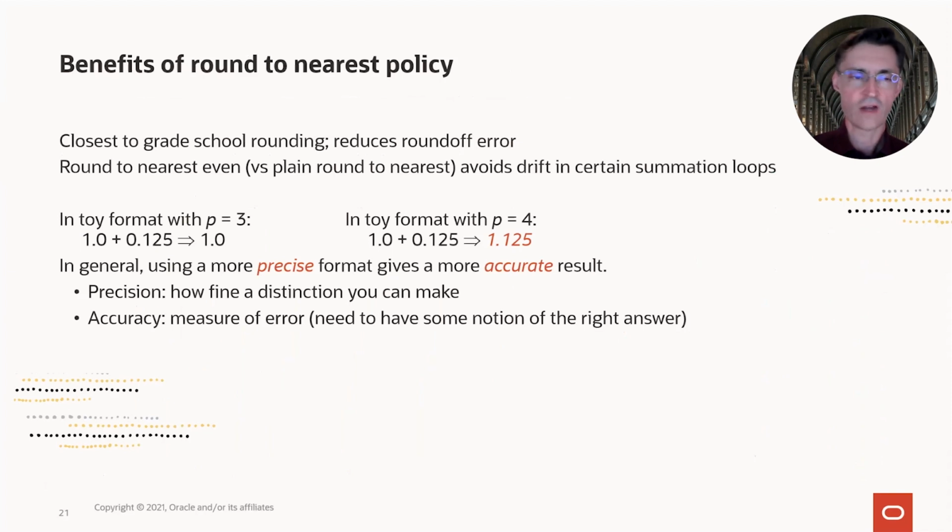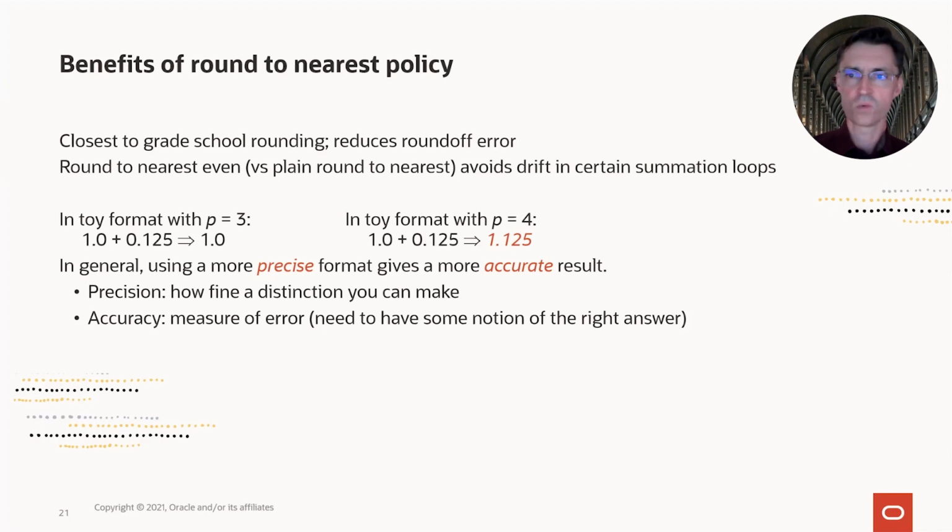What are the benefits of this round to nearest rounding policy? This is close to the grade school rounding we're used to using. It does reduce round off error, and the detail about how ties are handled avoids drift in certain loops. So let's consider again the case using the toy format with 3 bits of precision.